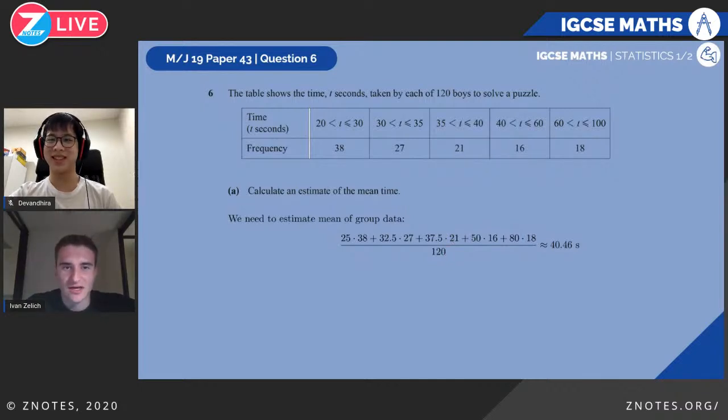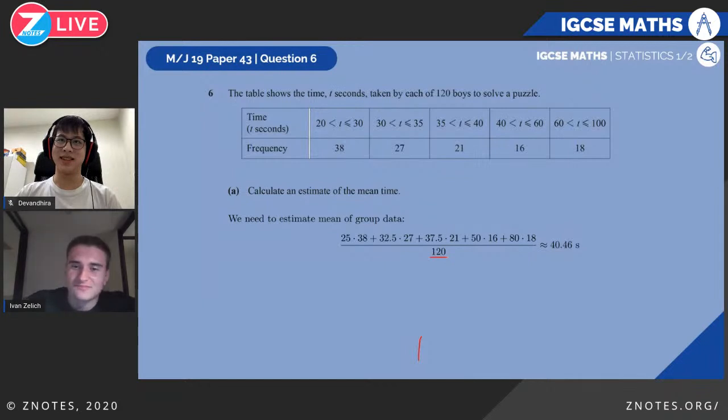So again, just to remember, the first value here, 25 times 38, is because we average 20 and 30. We get 25, so the middle, and multiply by 38. Next one's 32.5 on 27, 37.5 times 21, etc. Just have to take the middles and multiply by the frequency, and then ensure that the total frequency is 120. That's our mean. And so the answer is 40.46 seconds.